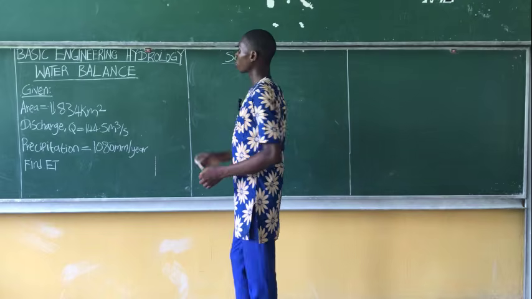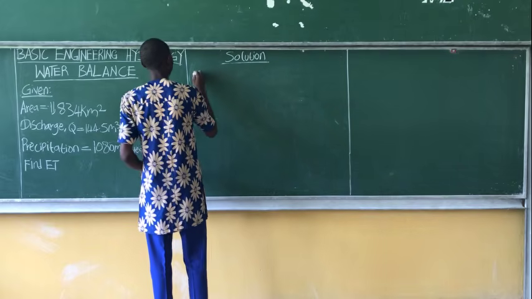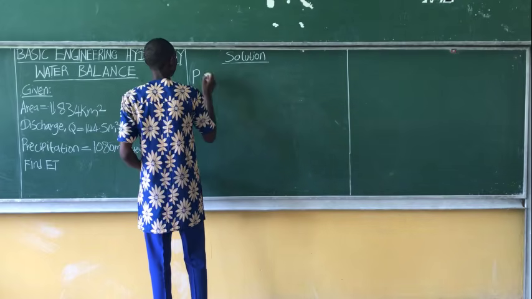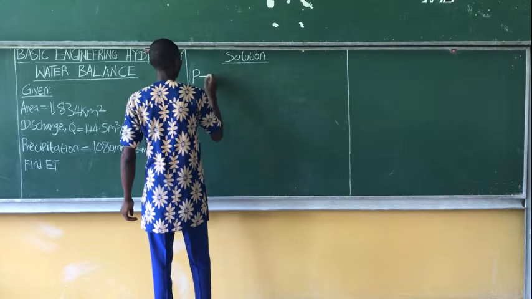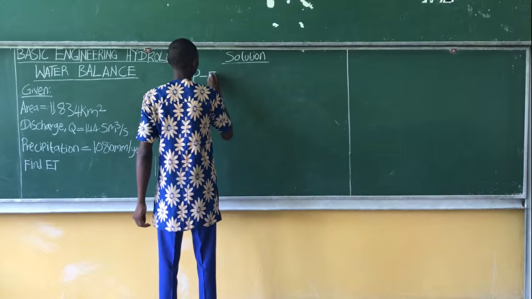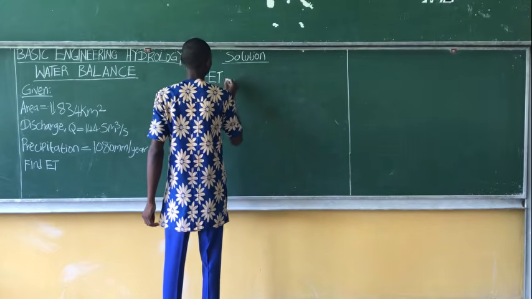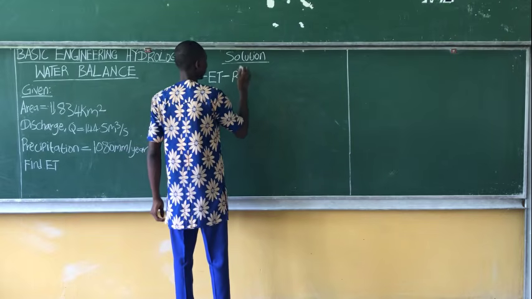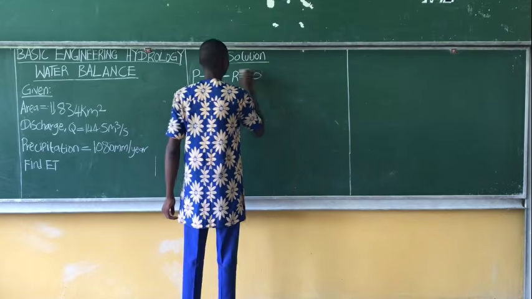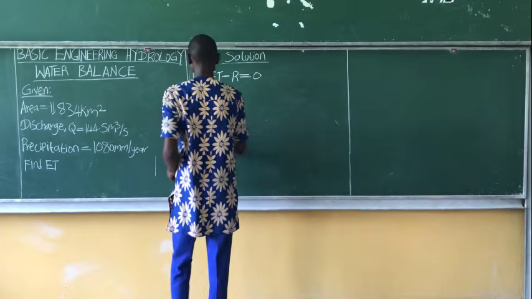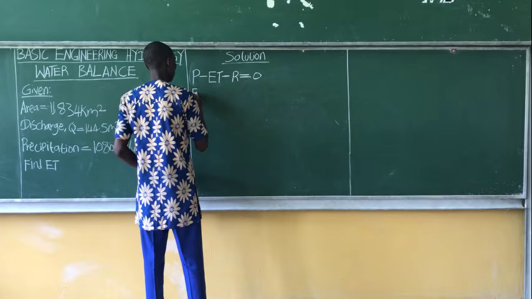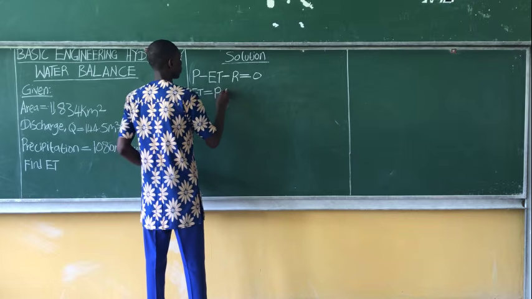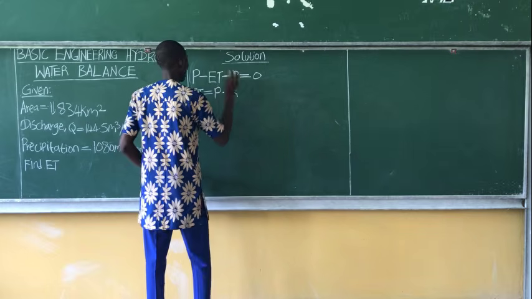Now, for this case, we have our water balance equation to be P minus ET, which is evapotranspiration, minus our runoff, which is the same thing as discharge, equal to 0. So our evapotranspiration, ET, is going to be equal to P minus R.